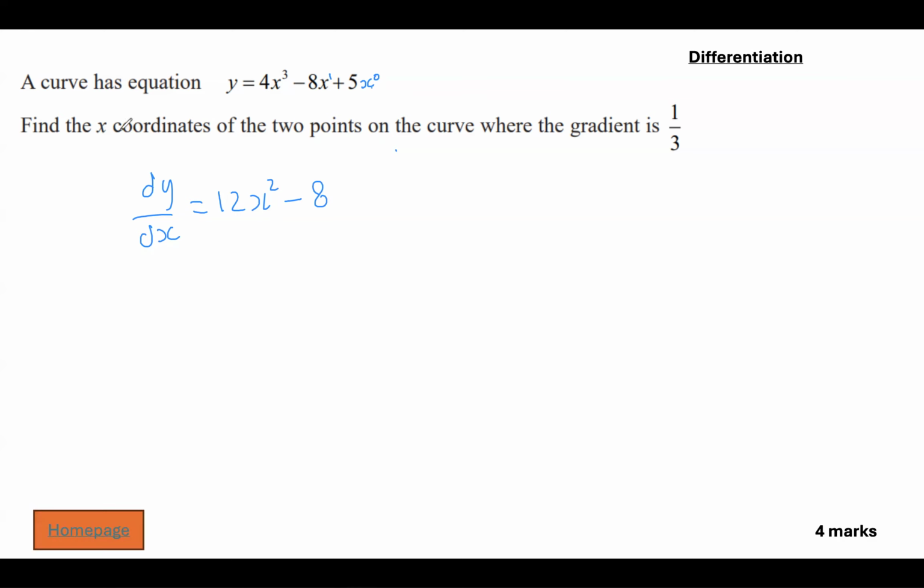Now it's saying find the x coordinates where the gradient is a third. So dy by dx means the gradient. So the gradient is a third. So we can say 1 over 3 equals 12x squared minus 8.